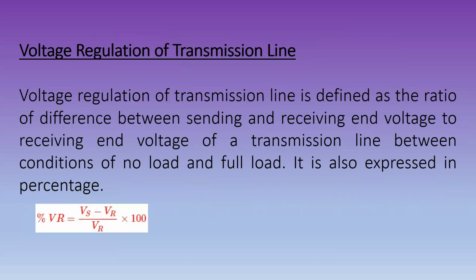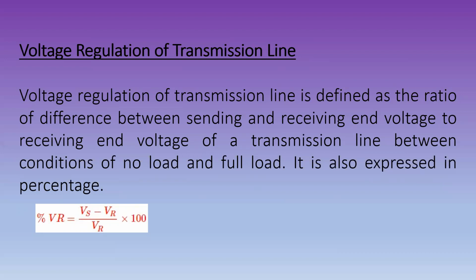Voltage regulation. For any machine or any transmission line, voltage regulation is given by Vs minus Vr divided by Vr into 100. The difference between the sending voltage and the receiving voltage divided by the receiving voltage into 100. So what should be the voltage regulation? It should be less than 2 percent. Then it is a good voltage regulation.